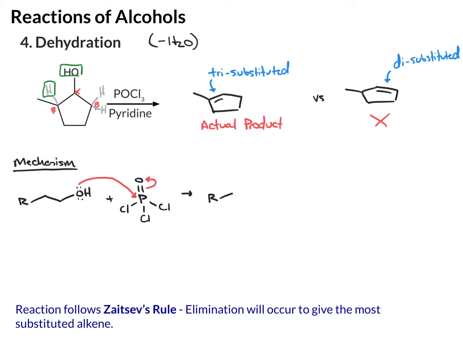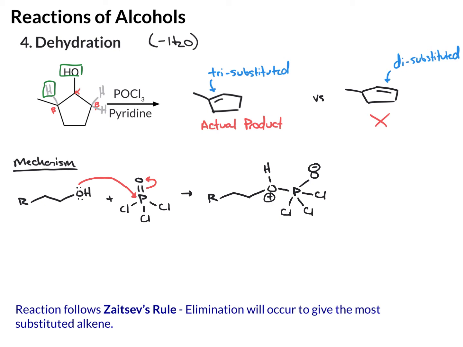Now we'll draw the intermediate that forms here. We have the oxygen, which still has a proton, and the new bond to the phosphorus. And that will be O-, and we still have the 3 chlorines attached. And don't forget the positive charge on this oxygen.